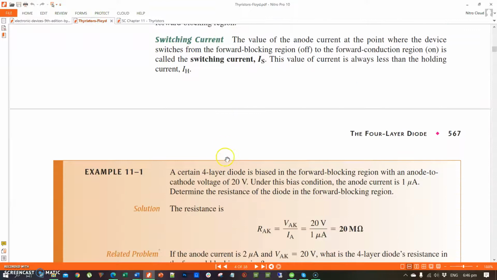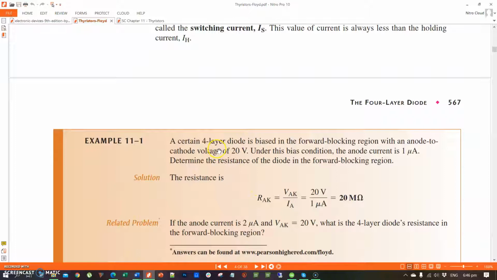As you go along with each topic, we're going to see some examples. So familiarize these examples, then familiarize the formula. For example, example 11-1: a certain four-layer diode is biased in the forward blocking region with an anode to cathode voltage of 20 volts. Under this bias condition, the anode current is 1 microampere. Determine the resistance of the diode in the forward blocking region.